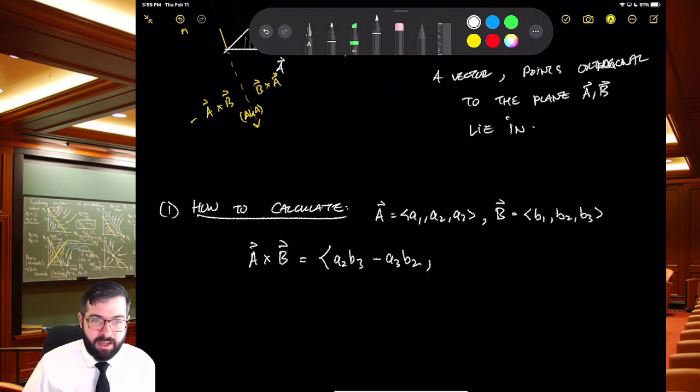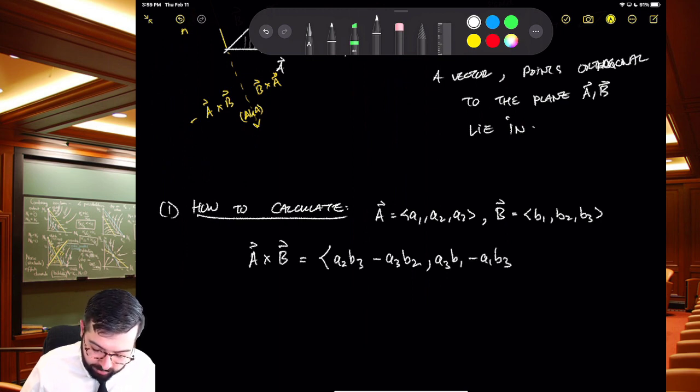Okay. A3, B1 minus A1, B3. That's the second component. And right now you say, no, Mally, I'm having too much fun. Please stop. A1, B2 minus A2, B1. That's the third component.